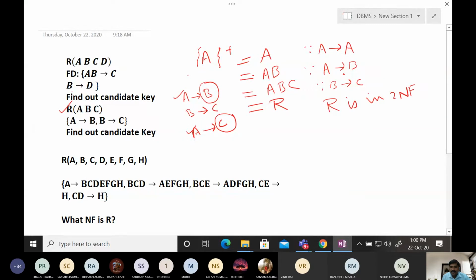Is this in third normal form? Please let me know, is R in third normal form or not? R is not in third normal form. Why? Because transitive dependency exists in this relation.